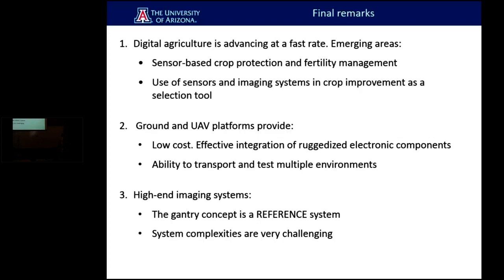And system complexities are very challenging. We're still troubleshooting many of the things in this system. But we're collecting data, and we're making good progress. So I'll stop there. I will stay around for the rest of the event, and I can talk to some of you that may have questions at the end, or there's question and answers later on.